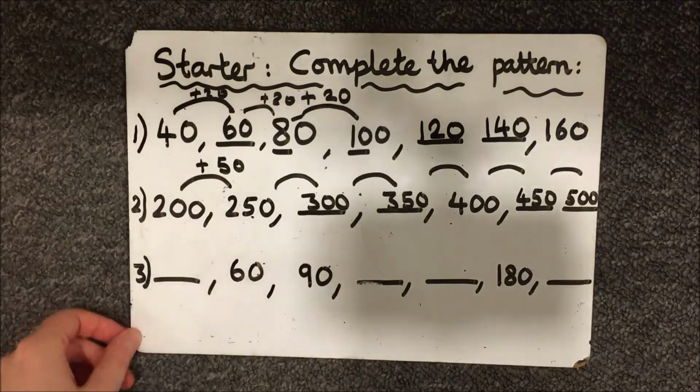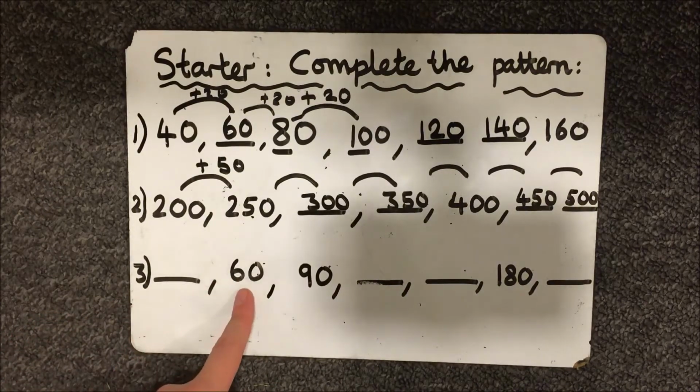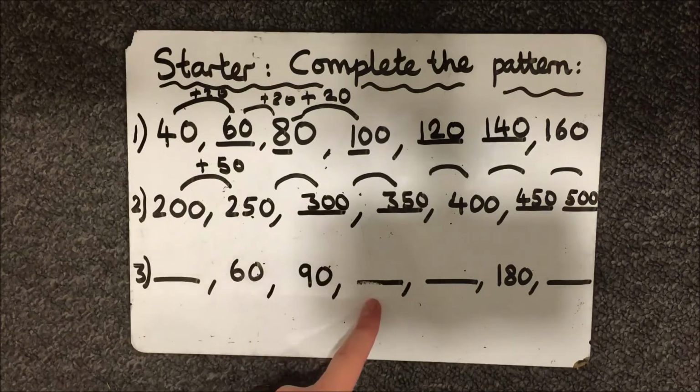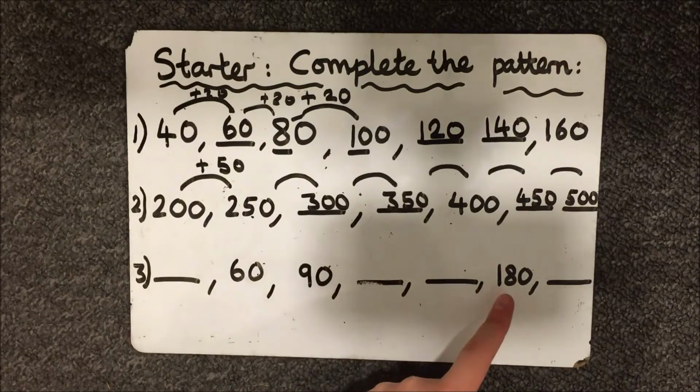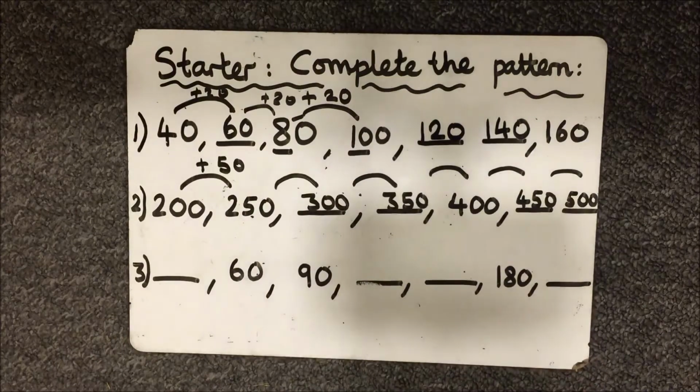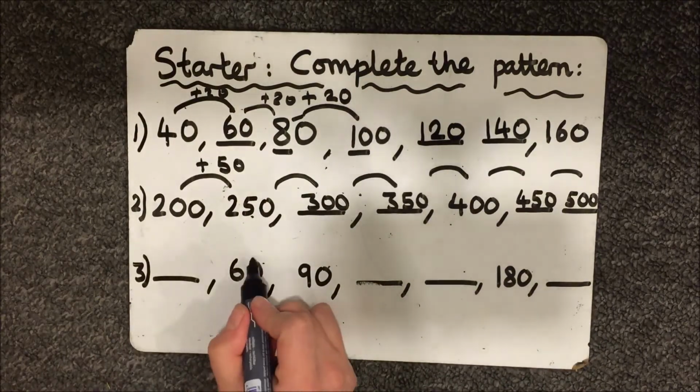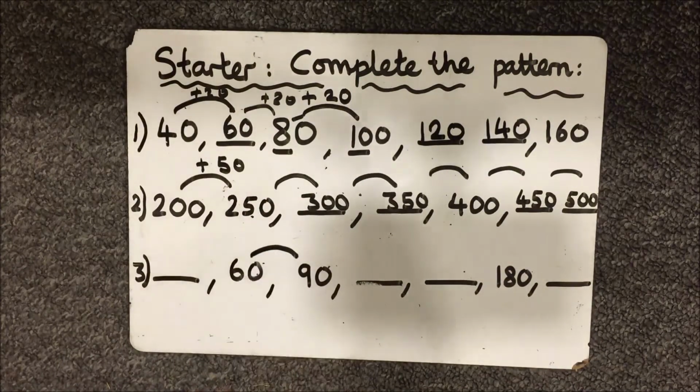It's a trickier one. Let's read it together. Something, 60, 90, something, something, 180, something. Again, look at the 2 numbers that are next to each other to spot the pattern. Pause the video and see if you can spot a pattern. Once you've found it, unpause and we'll go through it together.